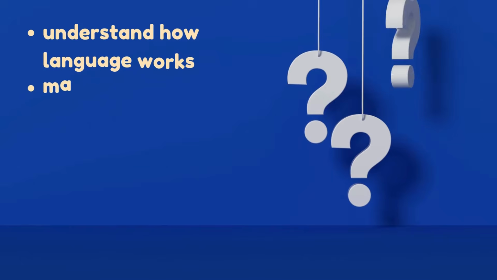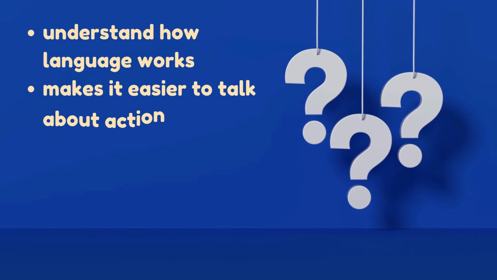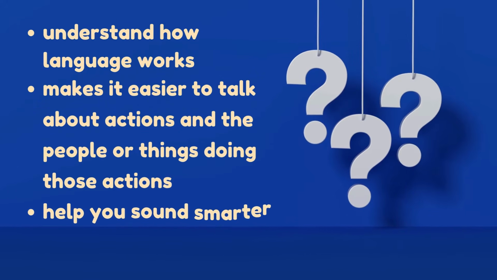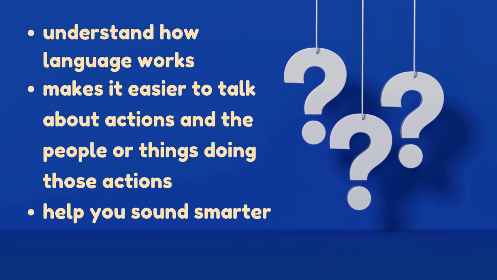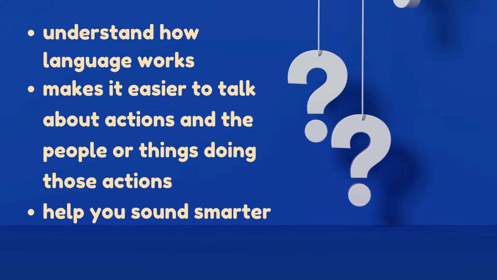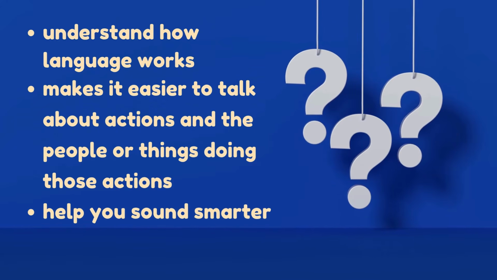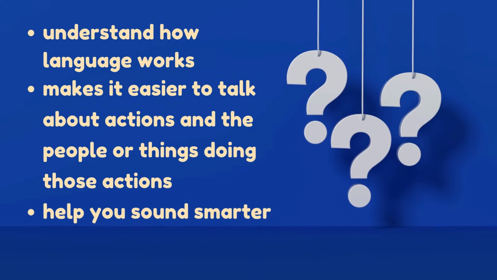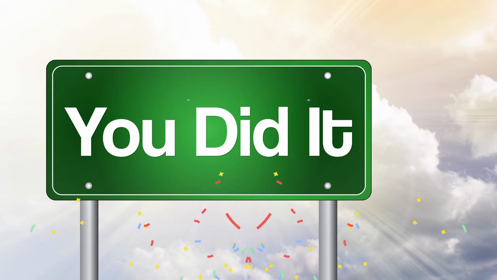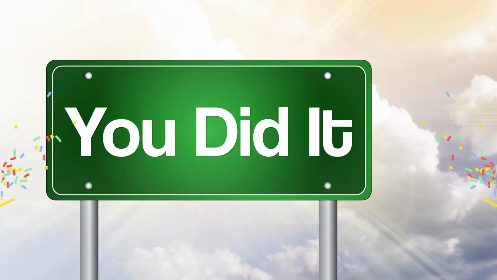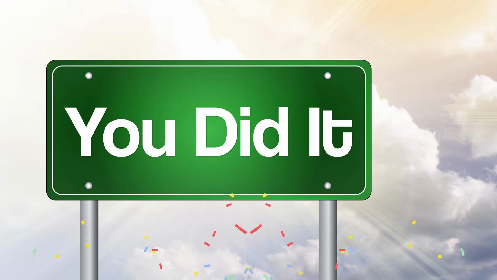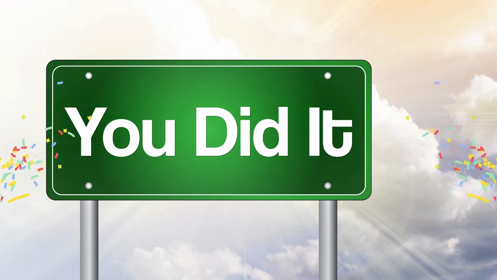So, why is learning about nouns like this so important? Well, it helps us understand how language works and makes it easier to talk about actions and the people or things doing those actions. Whether you are reading, writing, or even just chatting with friends, knowing these words can help you sound even smarter. Awesome work today! Now you know how to turn verbs into nouns by adding er and or. It's super easy once you get the hang of it. Don't forget, practice makes perfect.